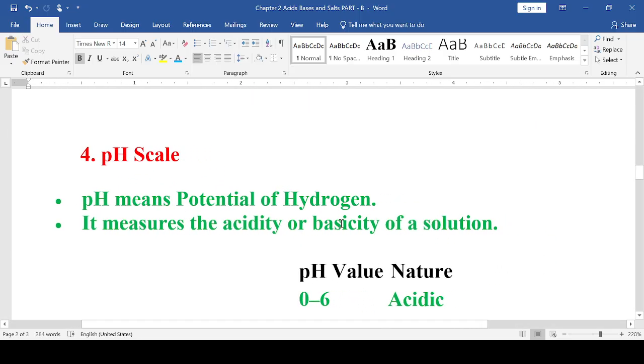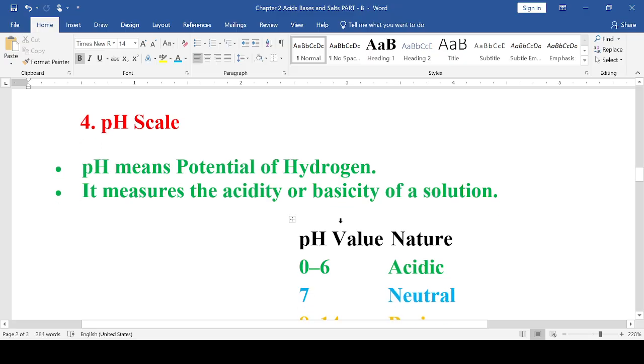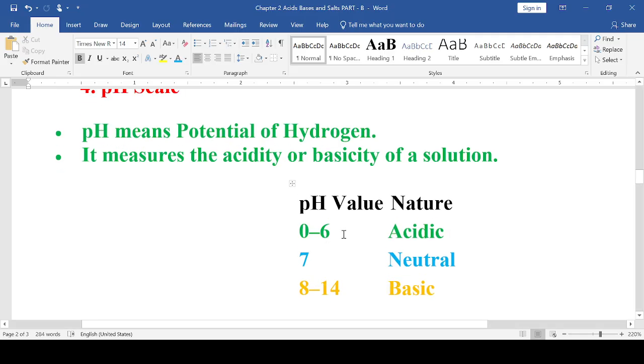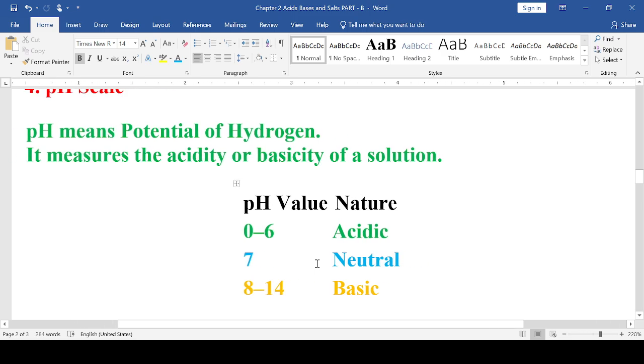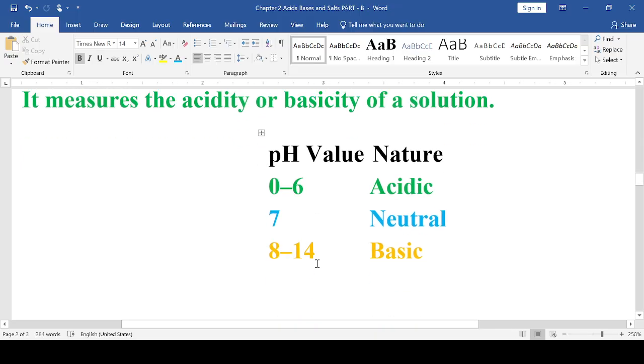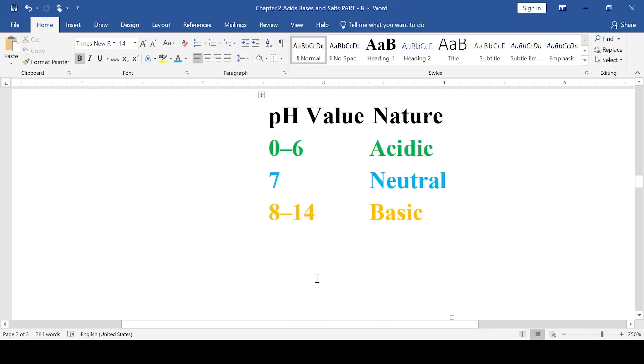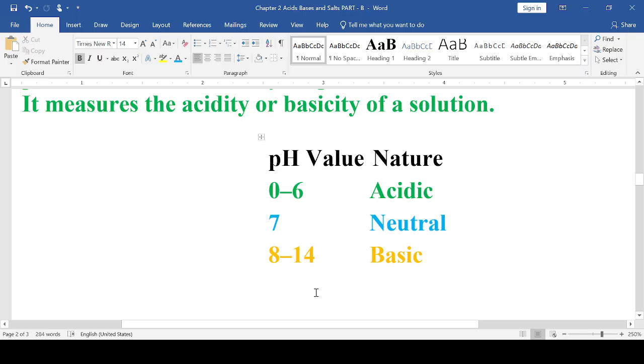Now another important part, that is your pH scale. pH means potential of hydrogen. It measures the acidity or basicity of a solution. So what is the use of this pH scale? It is going to measure how acidic or basic a solution is. If the pH value is 0 to 6, it is acidic. If it is exactly 7, it is neutral. If it is 8 to 14, students, it is basic. Check the table properly.